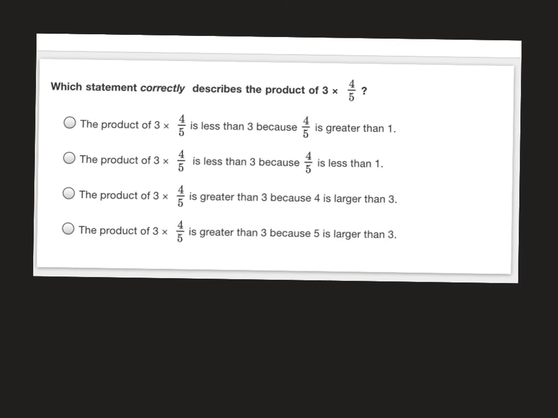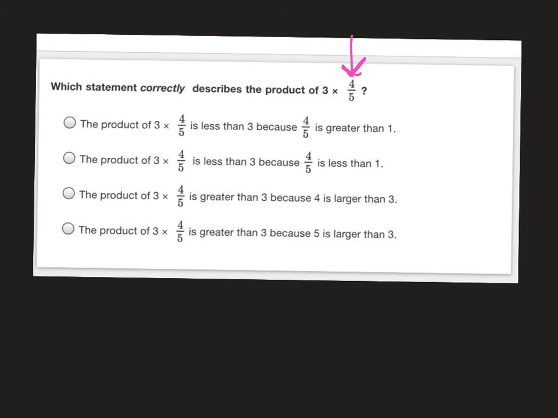All right, this is your last question on this video. It says, which statement correctly describes the product of 3 times 4/5? So first thing I want you to look at is this fraction right here. We think about what happens to the product, what happens to that 3 if we multiply it times 4/5. So we're looking to see, is this fraction equal to 1, greater than 1, or less than 1? Since that numerator is smaller than that denominator, that 4 is smaller than the 5, we know that it's less than 1, and that will make the 3 go smaller or the product be less.